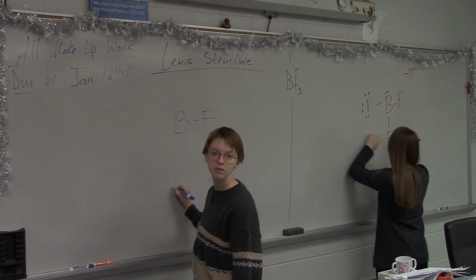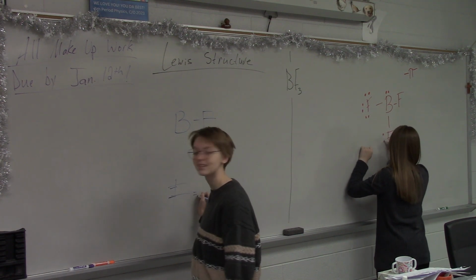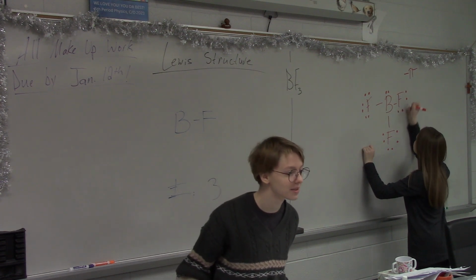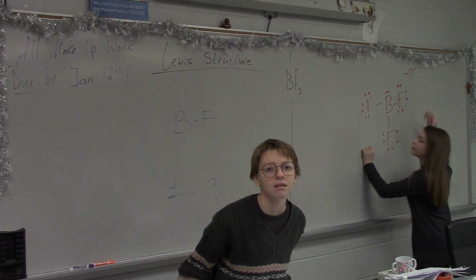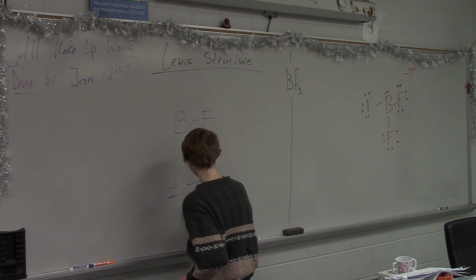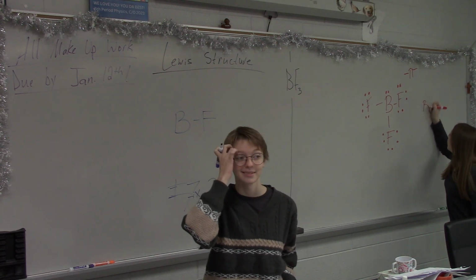What's F? F, the number seven. Valence electrons. Seven. Yeah, I did it. We're doing so good. Guys, what's 7 times 3? 21. Yeah, B is.